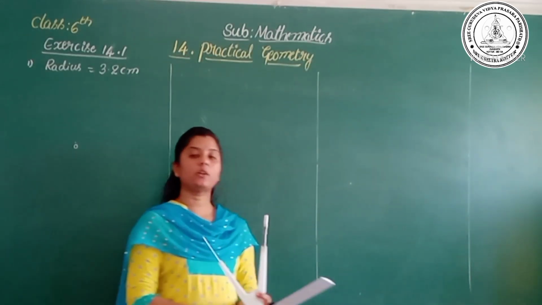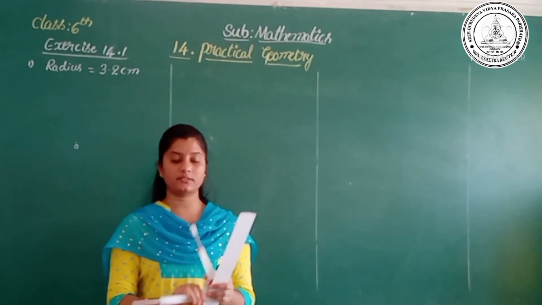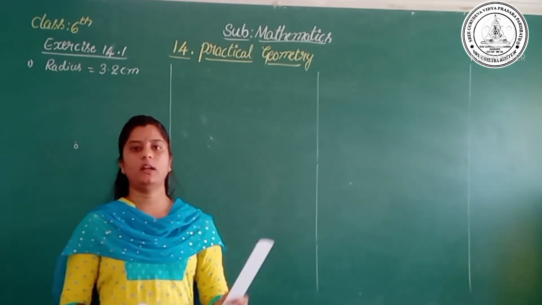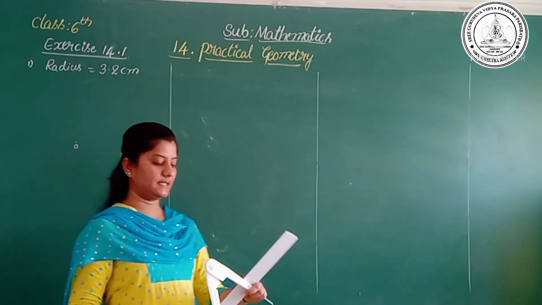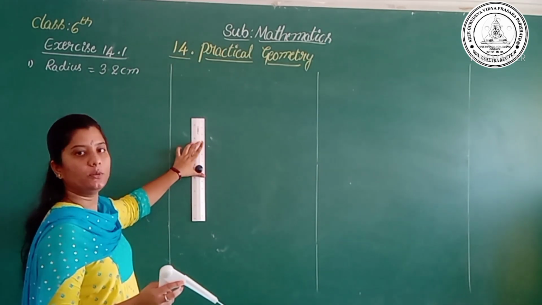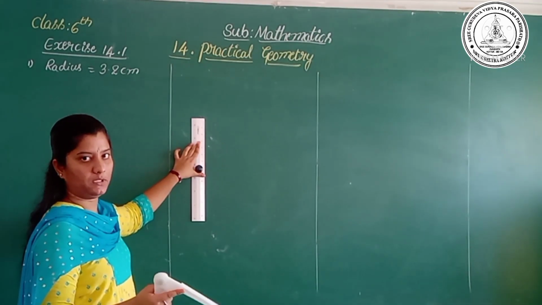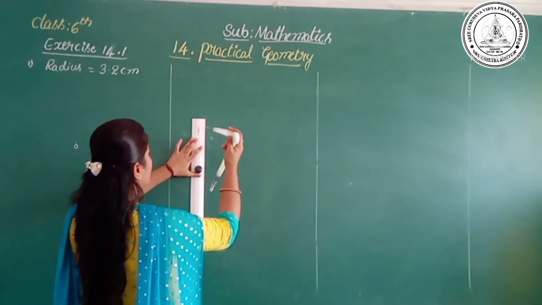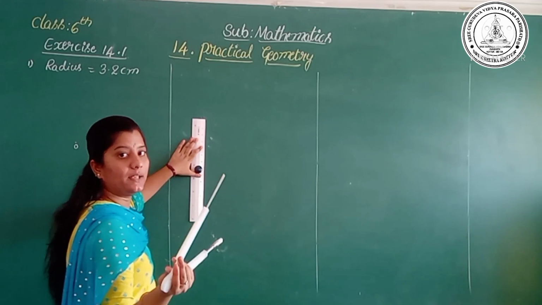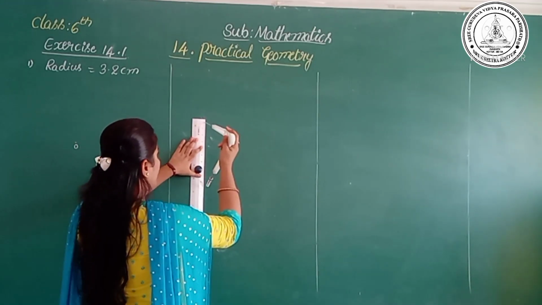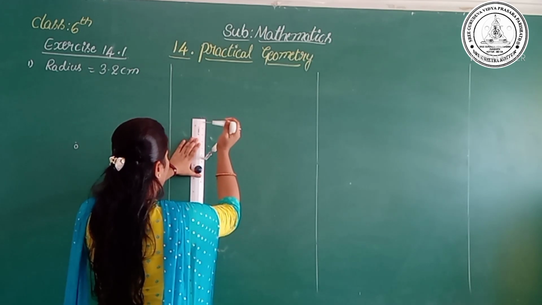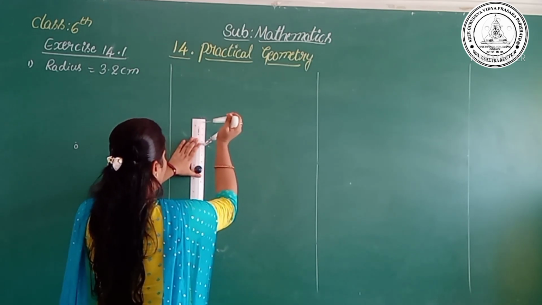So now open the compasses to the required radius, 3.2 centimeter. Again, take a ruler and measure 3.2 centimeter. After the 3 centimeter, we have to take 2 more digits, that means 2 millimeters. So place the ruler on your notebook and keep the sharp edge of the compasses on the 0 and place the pencil at the 3.2 mark.